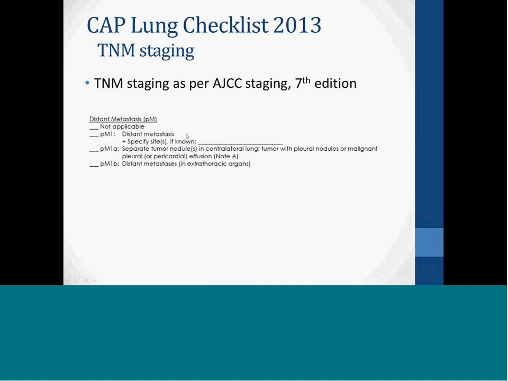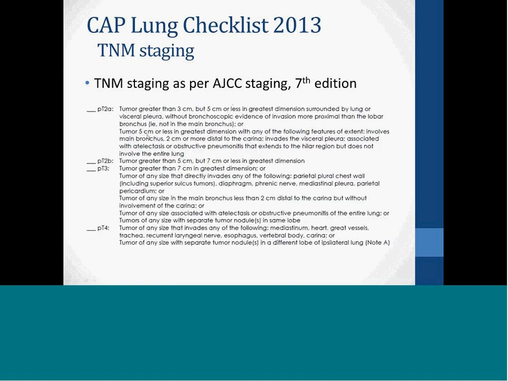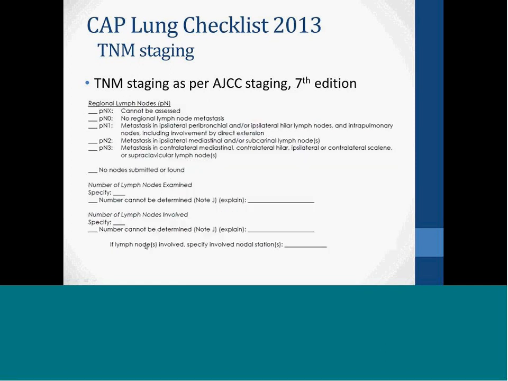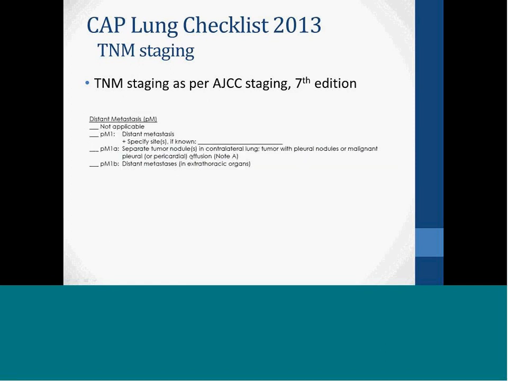I should note that tumor nodules within a lobe, if they're considered metastatic, are not classified under M, but tumor nodules within the same lobe are classified as T3. Tumor nodules in a different ipsilateral lobe are classified as T4. And only when you have a tumor nodule or metastasis in a contralateral lobe is that now classified as M1 or M1a.